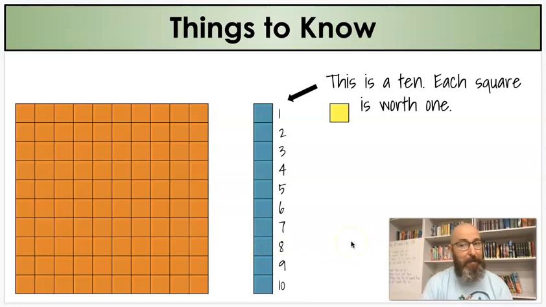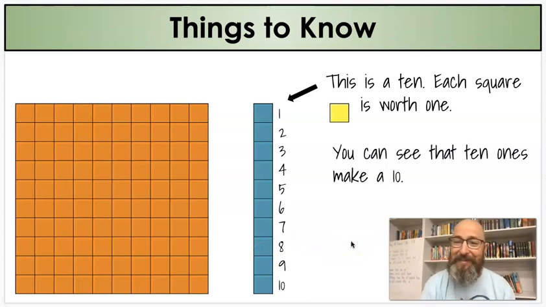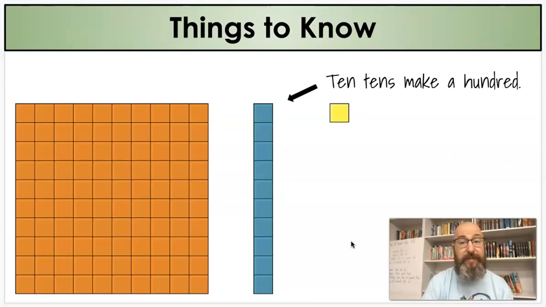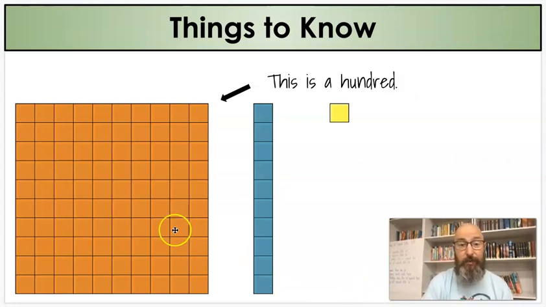Okay? Stay with me on this, okay? Next, you can see that 10 ones make a 10. We already knew this. Now, 10 tens make 100. This is 100. This big square right here, it's flat. It's just a flat shape. It's a 2D shape, not a 3D shape.